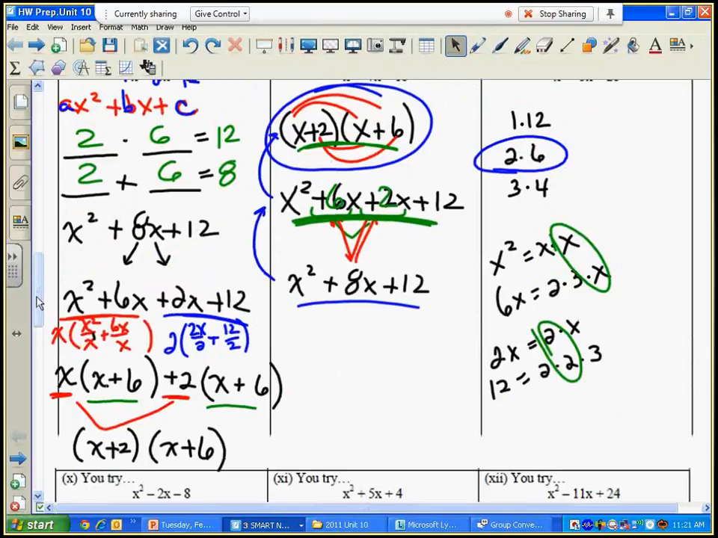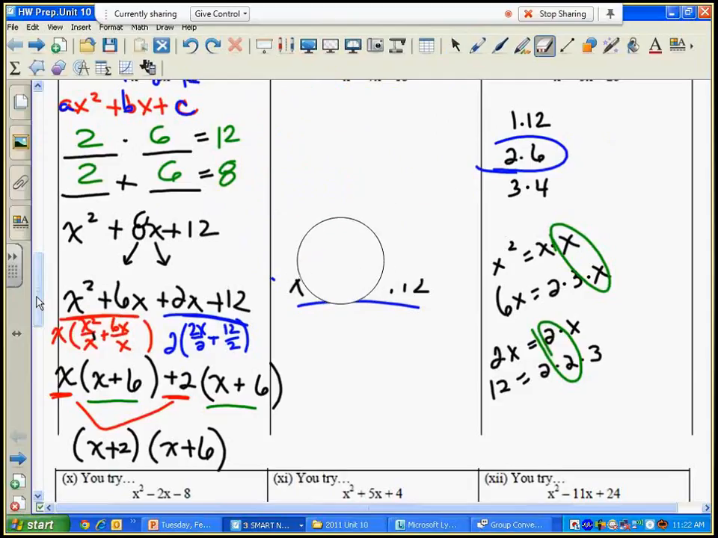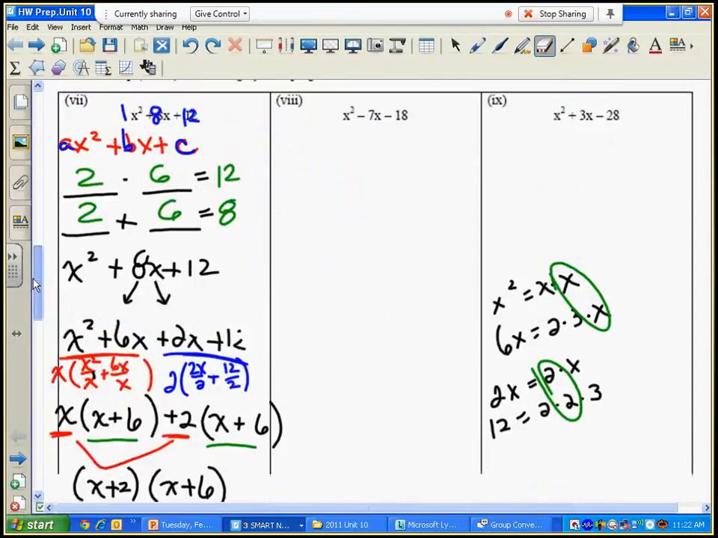I know it seems like a lot, but after we go through a couple of examples, I think you're going to realize, hey, this isn't that much going on. All right, so I'm going to erase the middle. And let's start with that second expression. That second expression says x squared minus 7x minus 18.